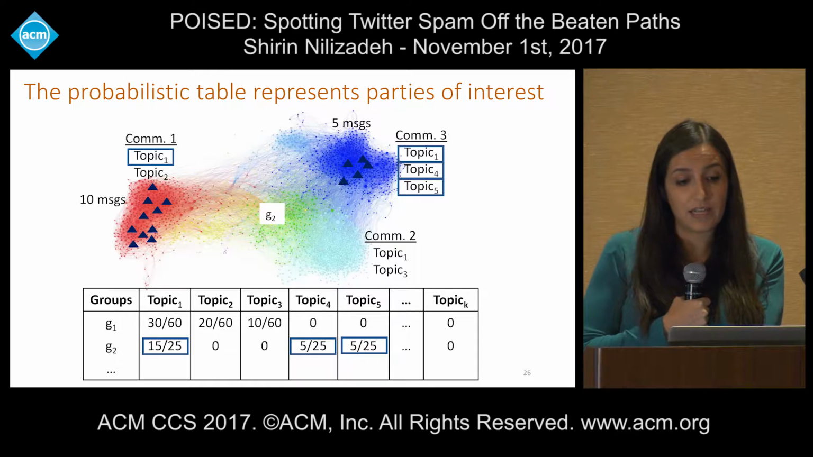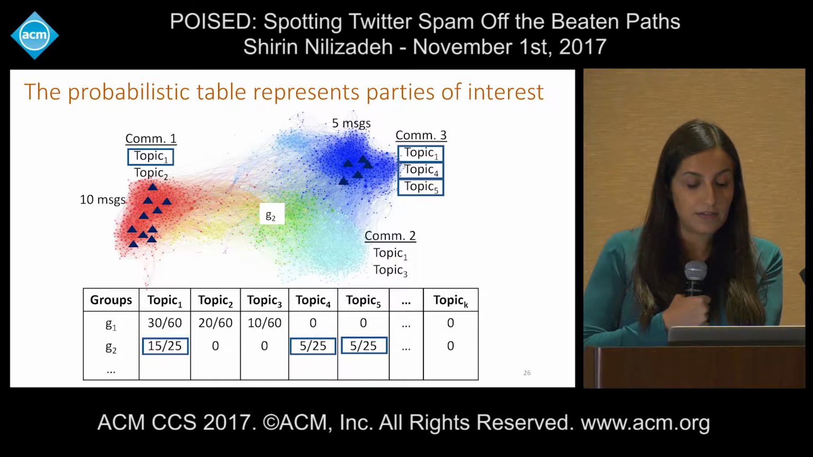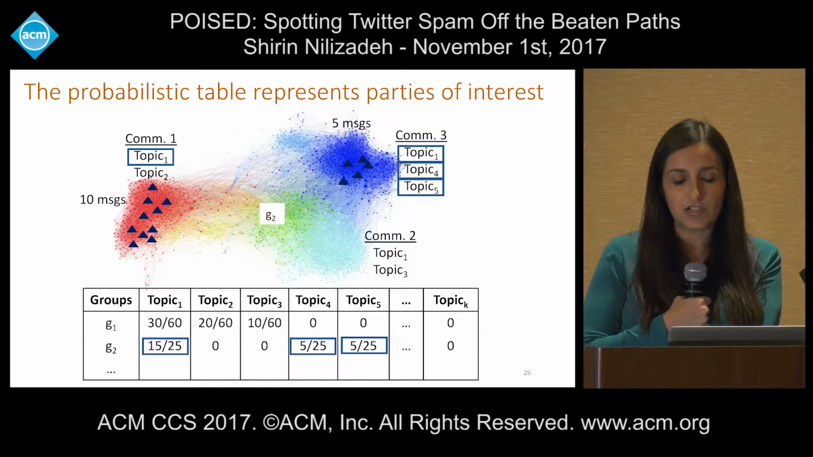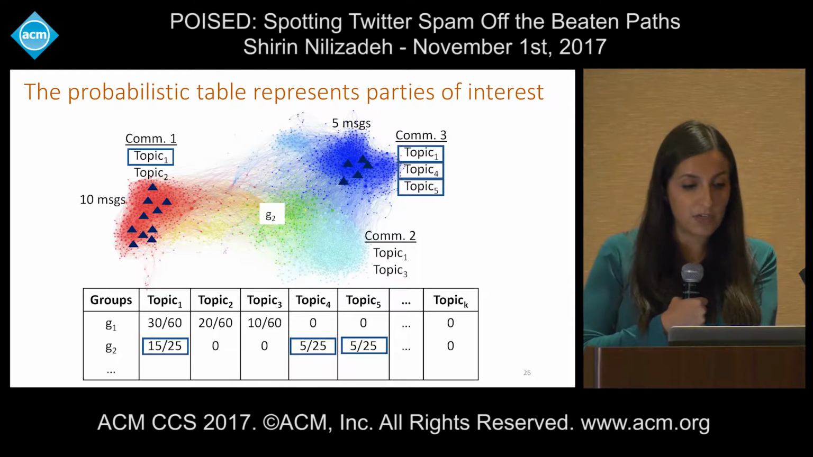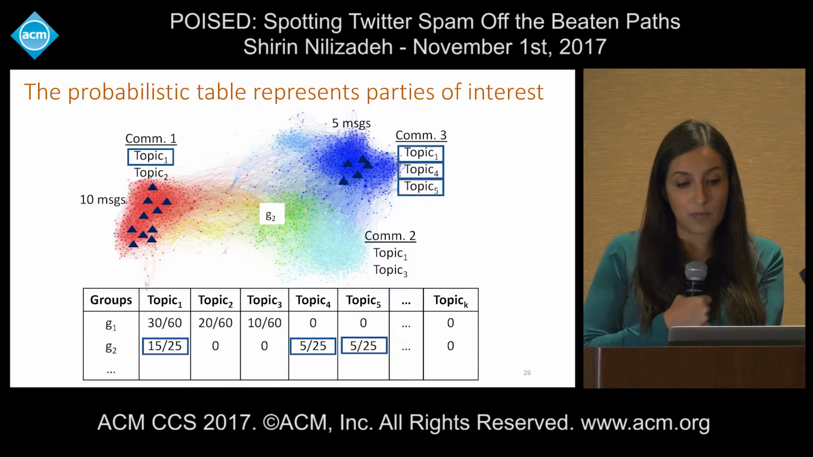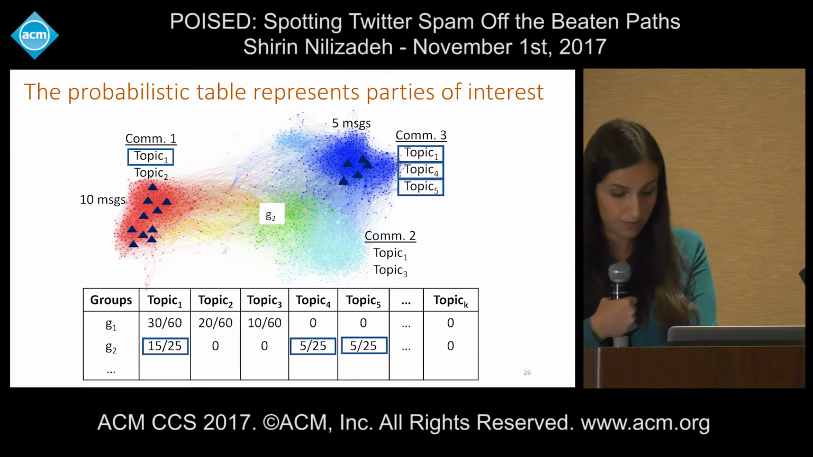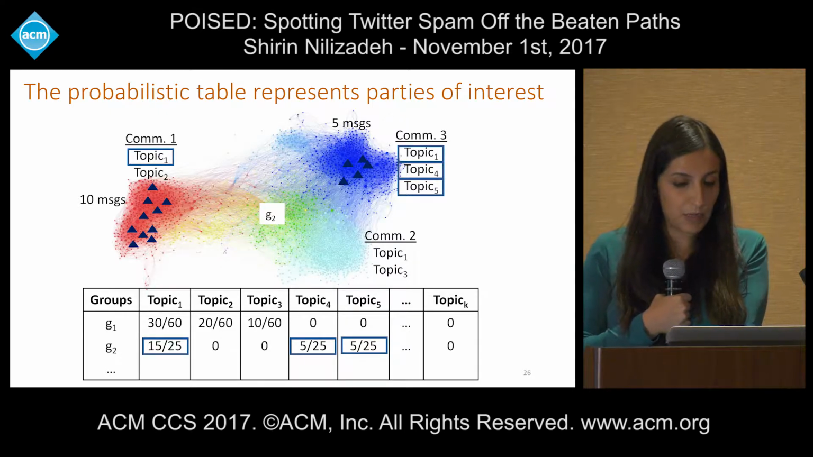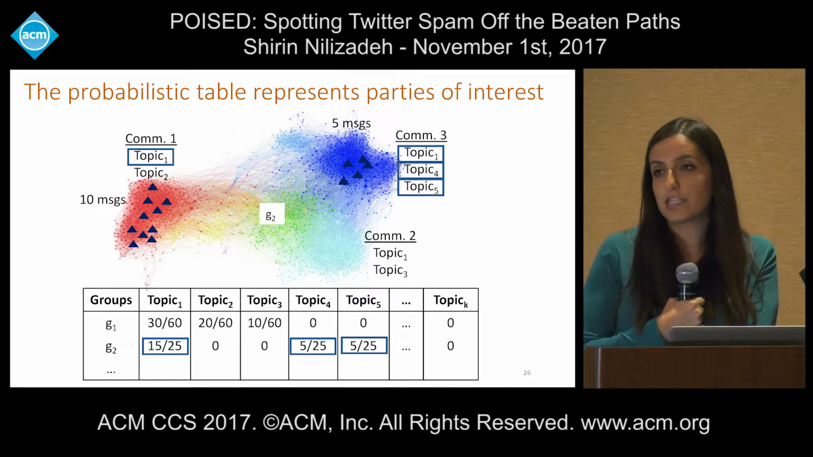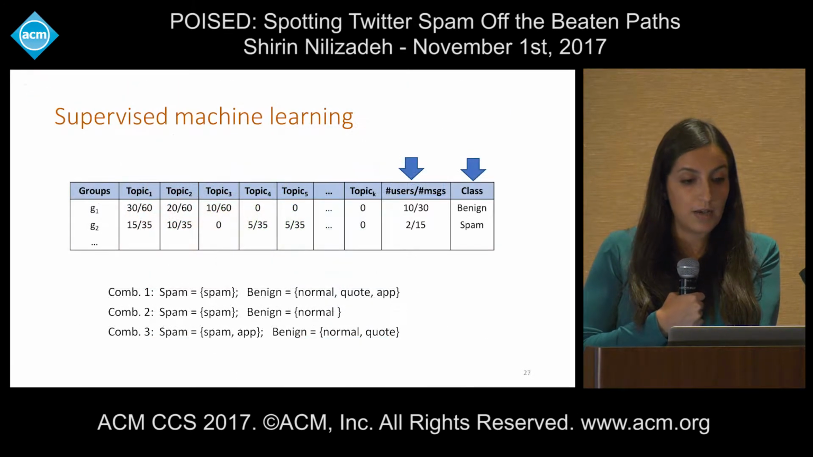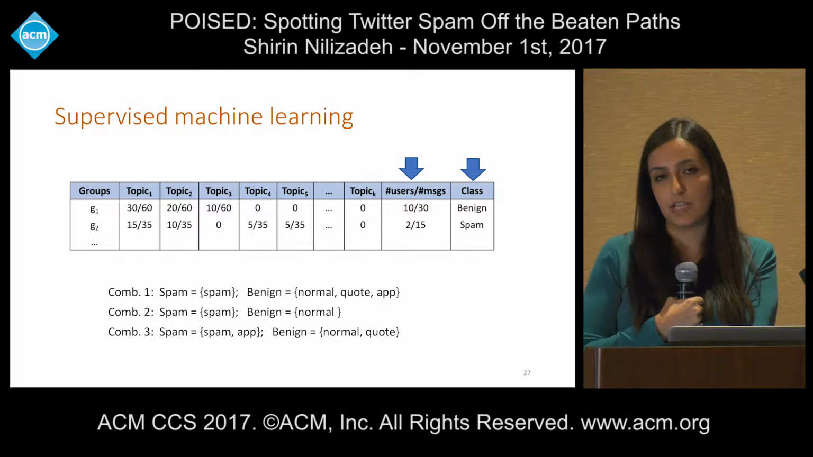Again, in another example, here we have group 2, where the messages are appearing in community 1 and community 3. And since both communities are interested in topic 1, again, topic 1 has the sum of all the messages. And since only community 3 has interest in topic 4 and 5, then topic 4 and 5 would be 5 and 5 in the probabilistic table.